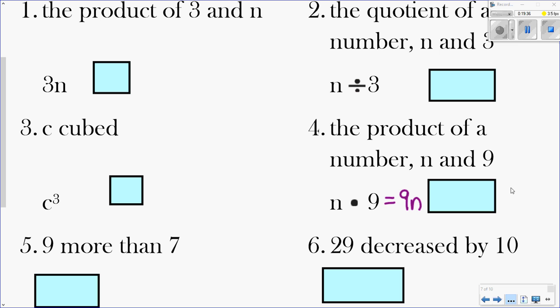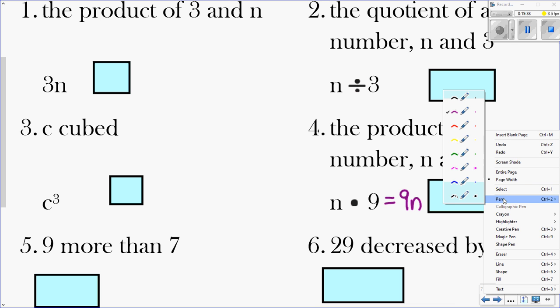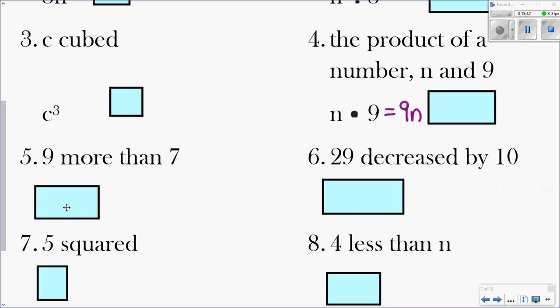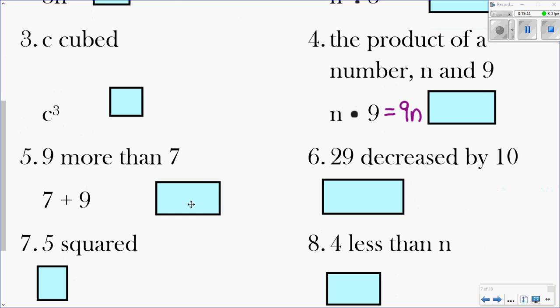Next one, we have 9 more than 7. So you could write it as 7 plus 9, or you could write it 9 plus 7. I mean, literally, it would be 7 plus 9 because you're doing 9 more than what's already there. But with addition, it's a commutative property. That's what we're going to learn later on. Commutative means that you can switch the order of the numbers when you're doing addition.